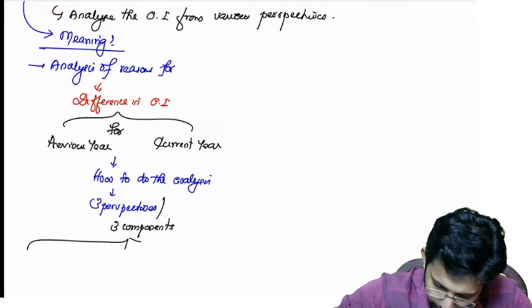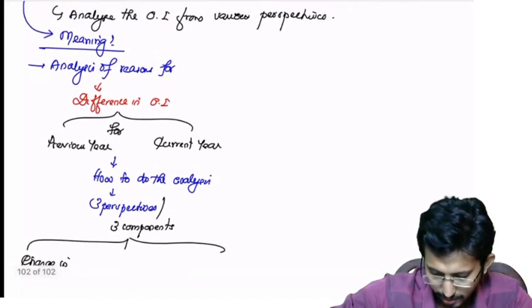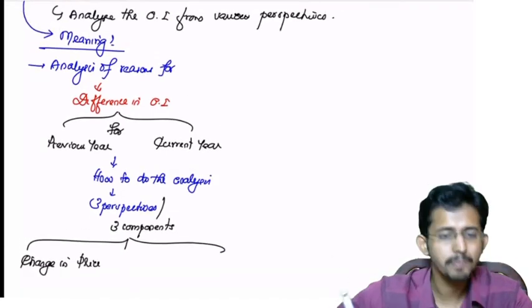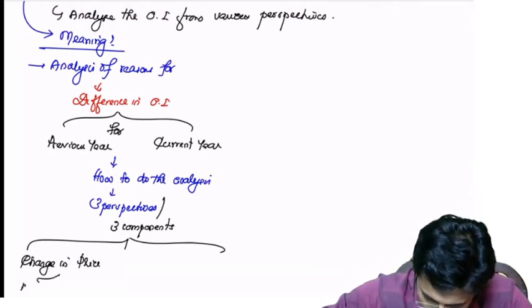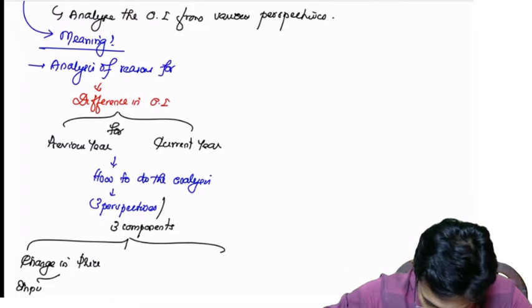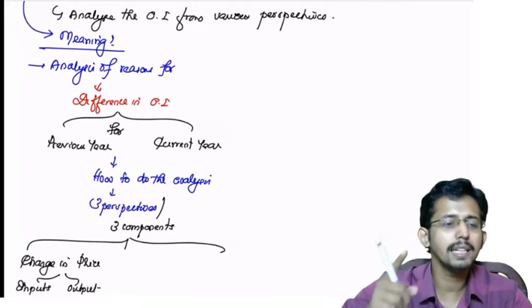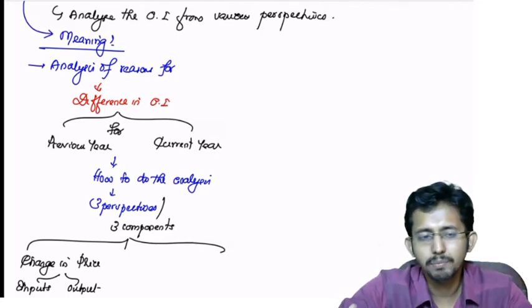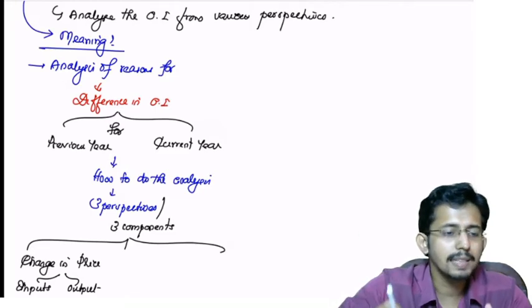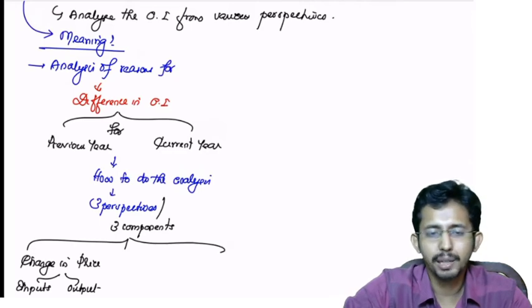Three components. Component number one, change in prices. Price of what? Inputs and outputs. Do you think a change in the price of an input will affect the operating income? Yes, it will affect the operating income. Do you think a change in the price of an output will affect the operating income? Yes, definitely it will affect the operating income.